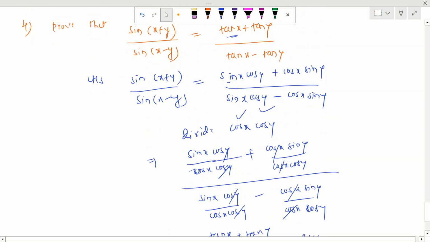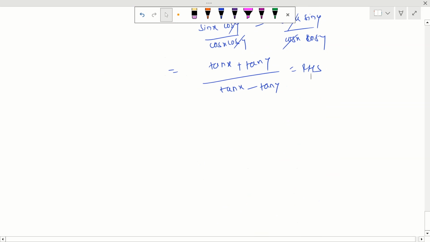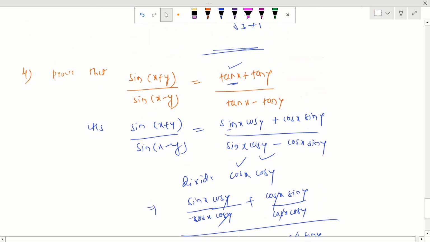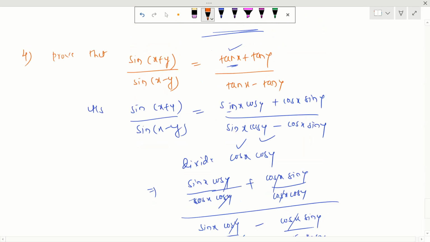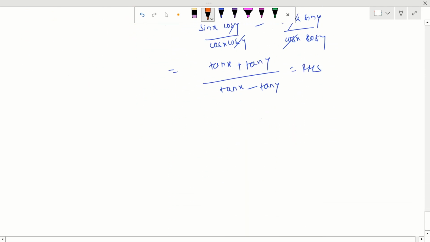So this is equal to RHS. Now we have proved it. Now we take another example, that is example number 5.